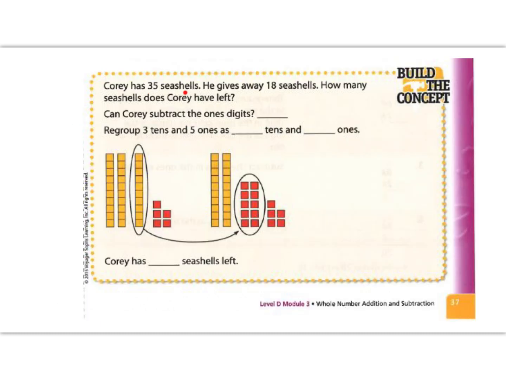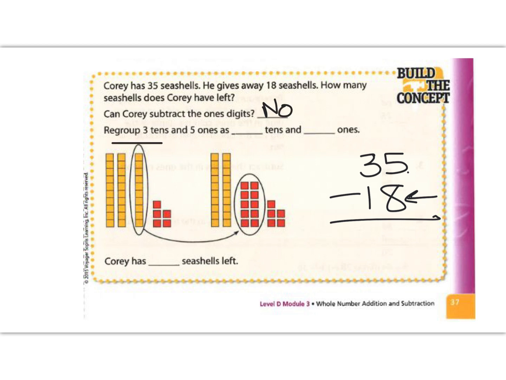Corey has 35 seashells. He gives away 18 seashells. How many seashells does Corey have left? Can Corey subtract the ones digit? Well, if we line it up, he had 35 minus 18. Well, we can't subtract the 1 because there's more on the floor right here, 18. So the answer here is no. So we need to regroup 3 10s and 5 1s.